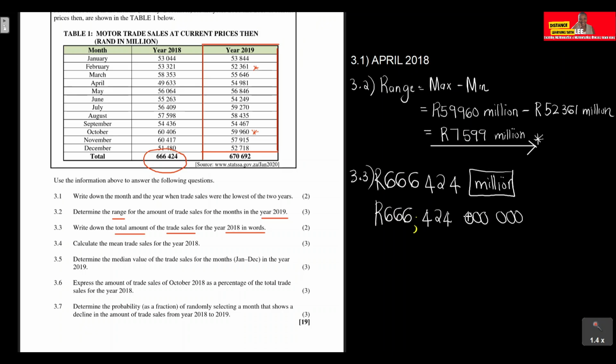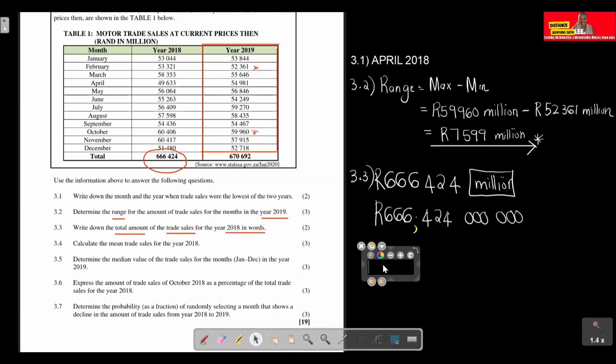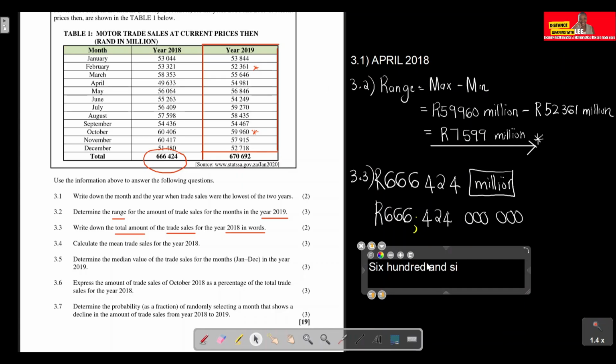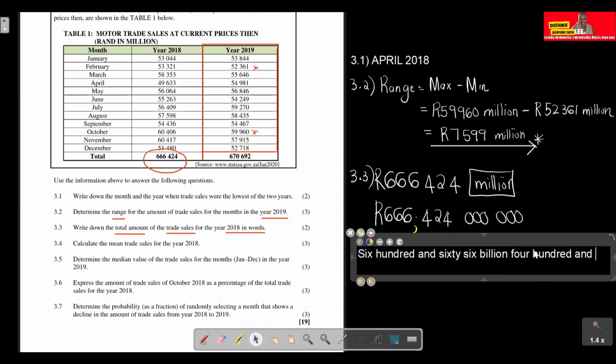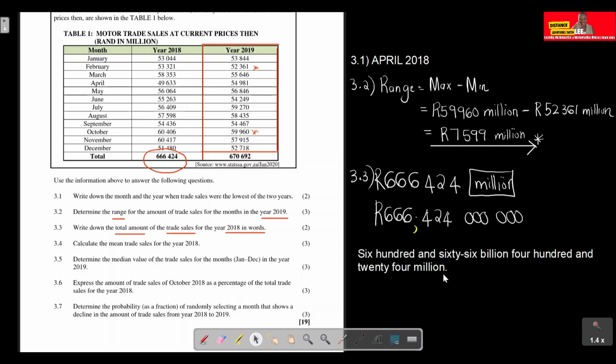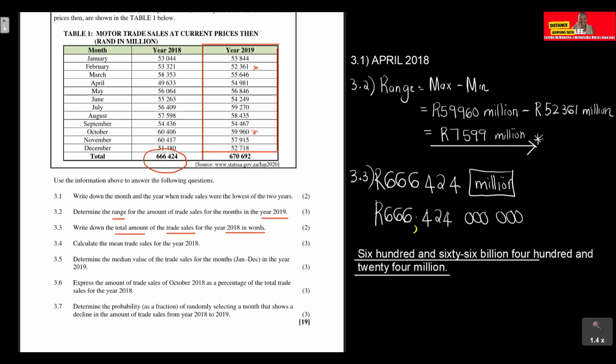Okay, let us write that down. Therefore, the final answer is 666 billion 424 million. And we are done. That is what this question is asking from us, to write down this value in words, and that is the answer you are supposed to give. So we are done with question 3.3.